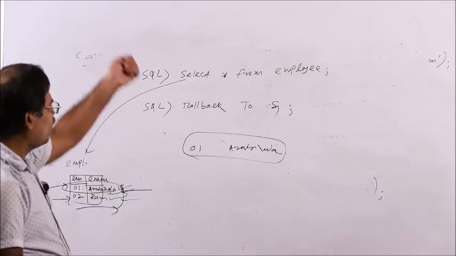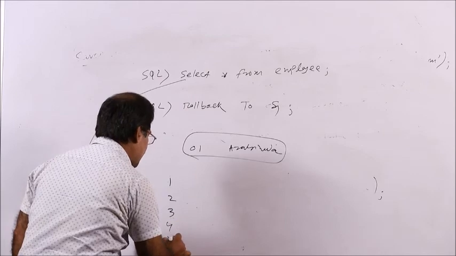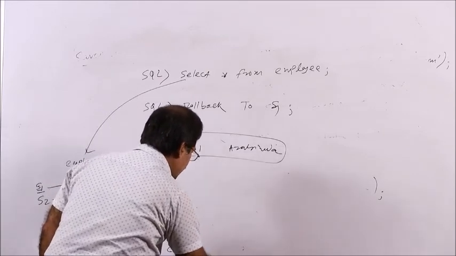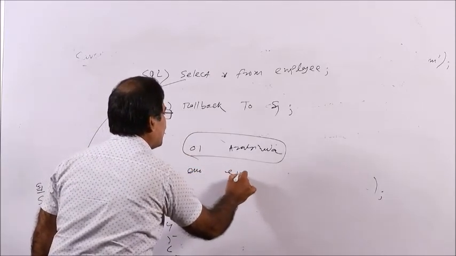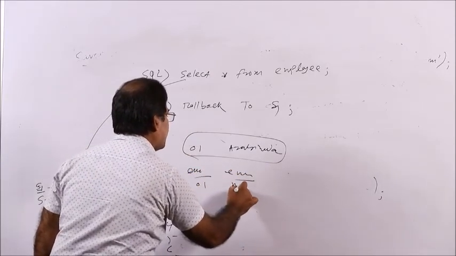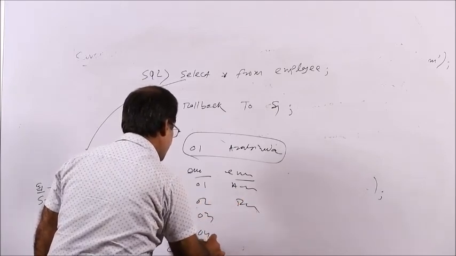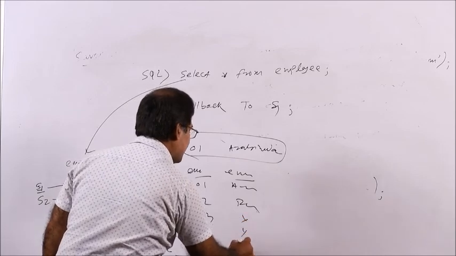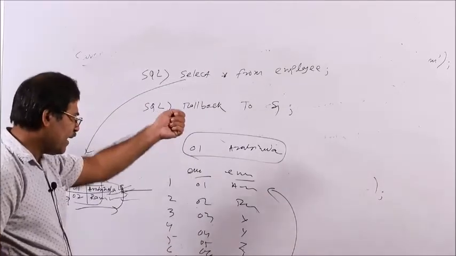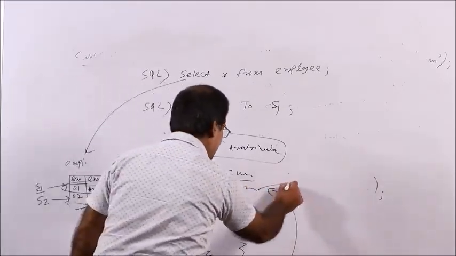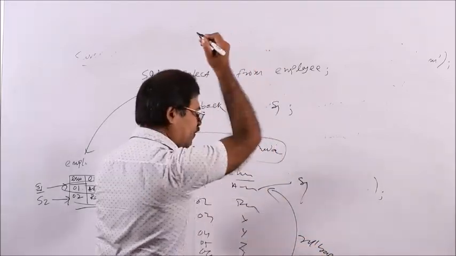Suppose there are first, second, third, fourth, fifth, and sixth records, and the control is here. The sixth record is already inserted: employee number, employee name, 01 Arvind, 02 Ram, 03 something, 04, 05, 06, like this. I want to go back. How? By using the savepoint. Suppose here the savepoint is S1. You write rollback. Rollback means go back in the transaction.